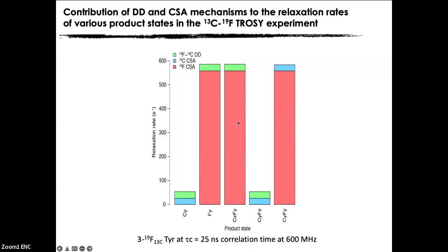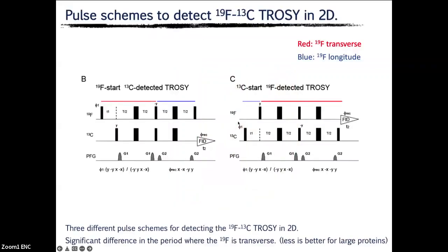So we went to a different scheme and decided to keep the fluorine transverse for as little time as possible. So we went to an out-and-stay type pulse sequence. We can either start with fluorine and end with carbon, or start with carbon and end with fluorine. This way, you keep the fluorine transverse for a very minimal amount of time.